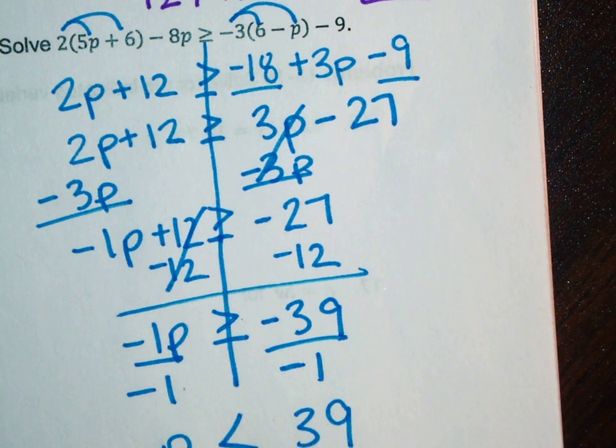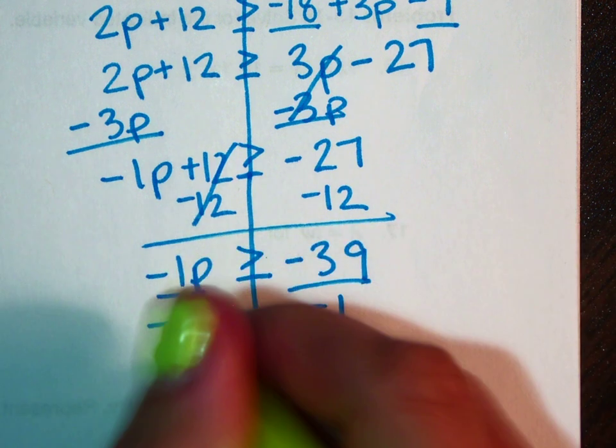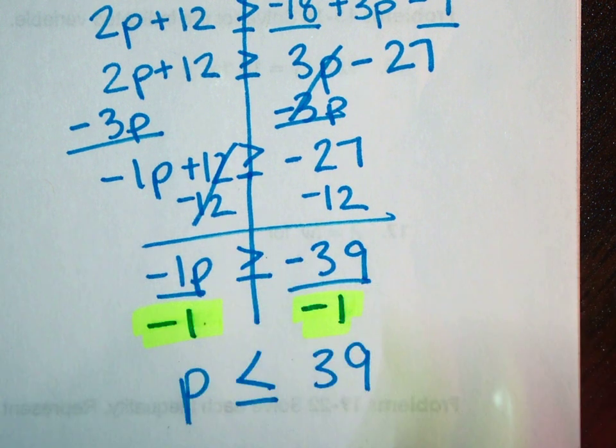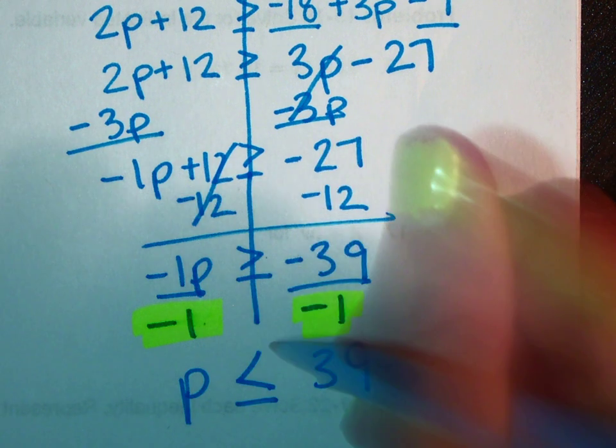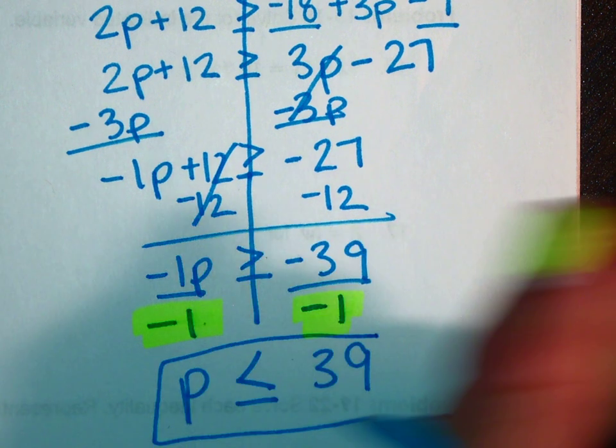And when I say dividing by a negative, I mean that the bottom number is negative. So it doesn't actually matter that the 39 is negative. It's the bottom number being negative that tells you that we have to flip this sign around the other way. And so this is my answer here.